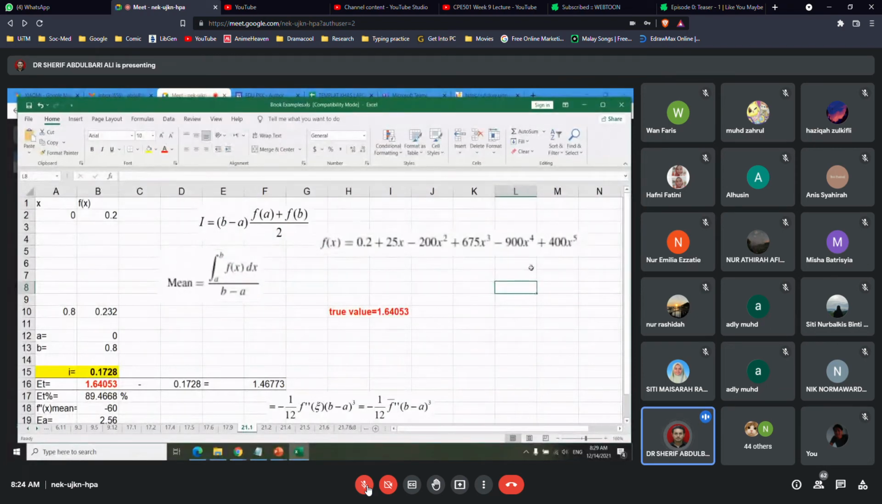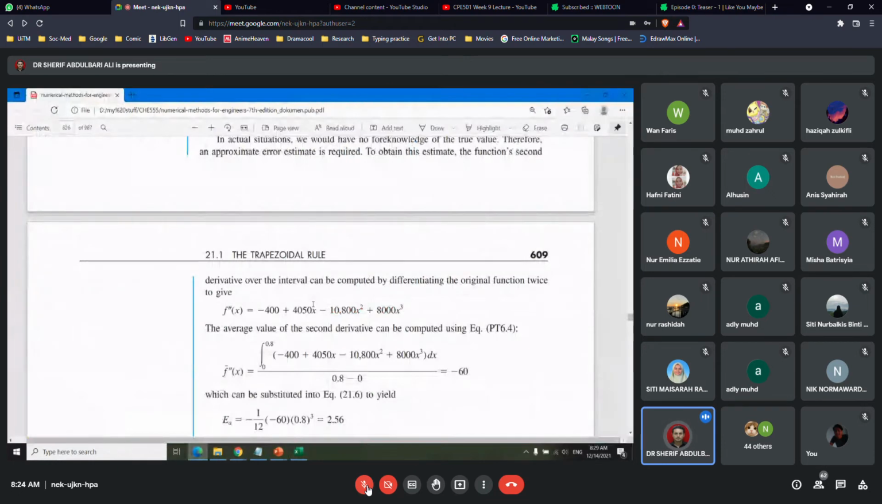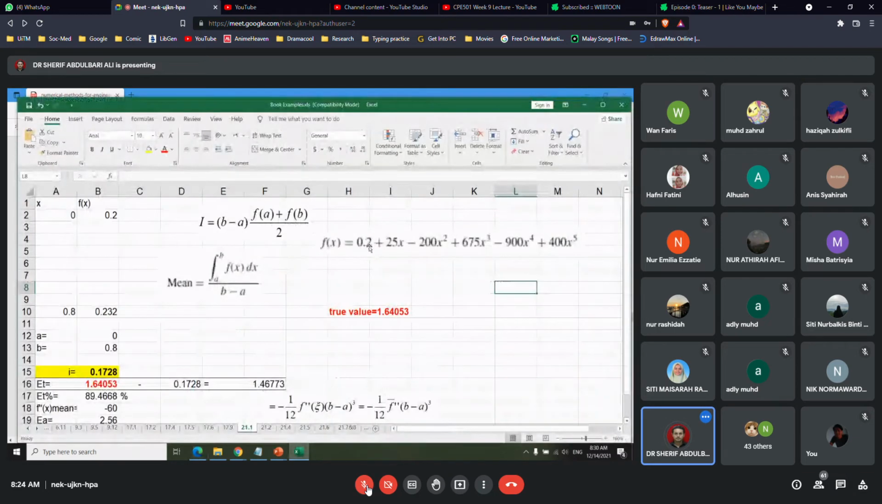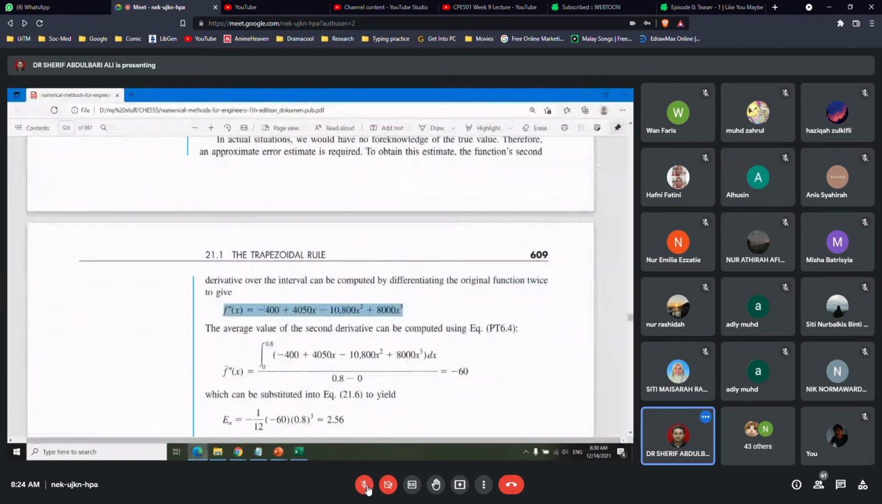Supposed to be when you differentiate this 2 times, this is what you are going to get. Here in the textbook, they are saying in actual situations, we are not going to get the knowledge of the true value. So therefore, calculating approximate error estimates is going to be required. So to obtain the estimates, the function's second derivative over the interval can be computed. So this is the second derivative of this function here. So you need to differentiate 2 times to get this.